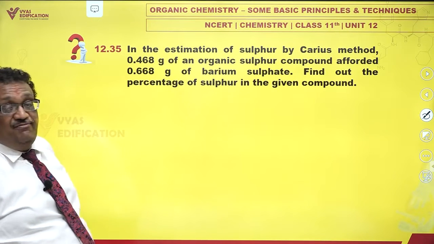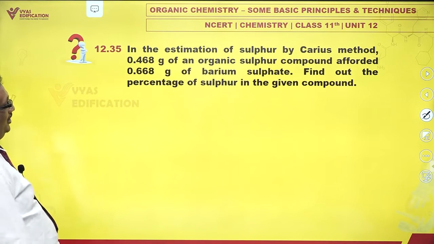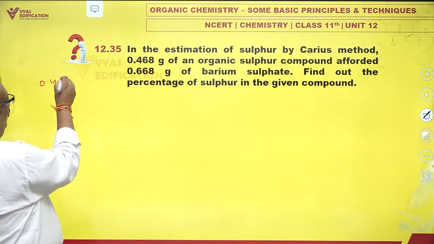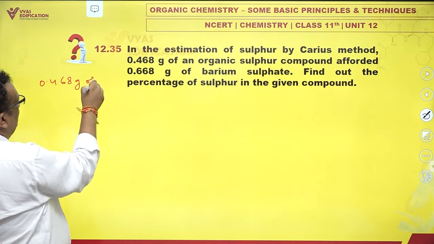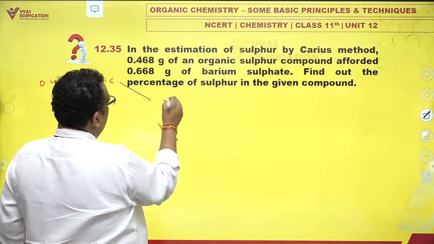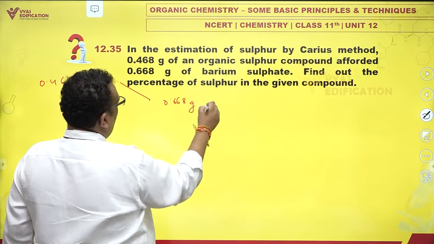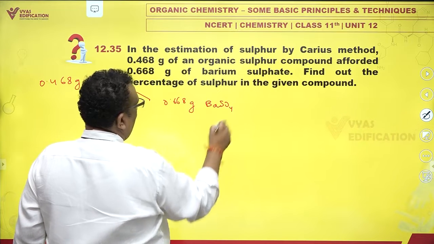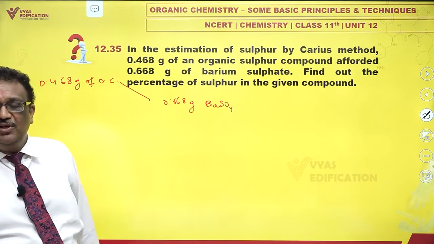In the estimation of sulfur by Carius method, 0.468 grams of organic compound offered 0.668 grams of barium sulfate. Find the percentage of sulfur.